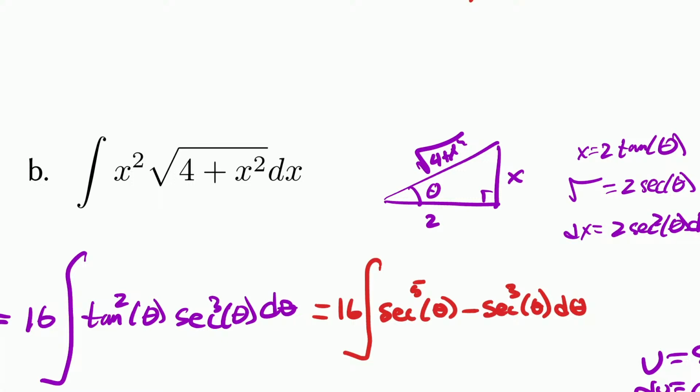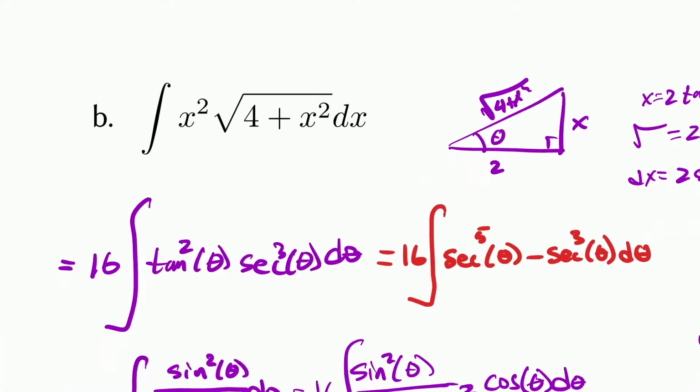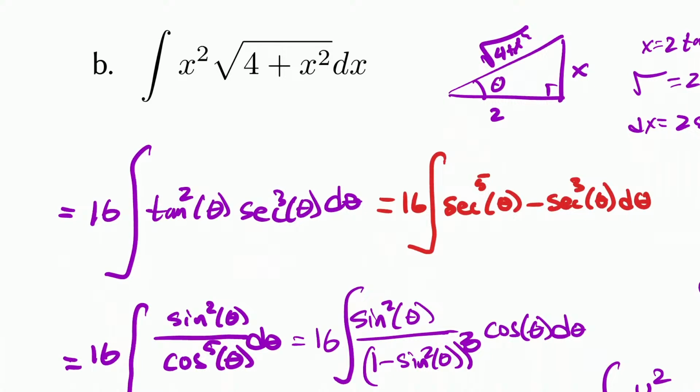So that's one option. The other option is the one that I chose, which would work, but I gave up. Just so you know, I'm just being honest with you. So here's the other option: tangent is sine over cosine. Secant is 1 over cosine. And so this mess turns into this mess.